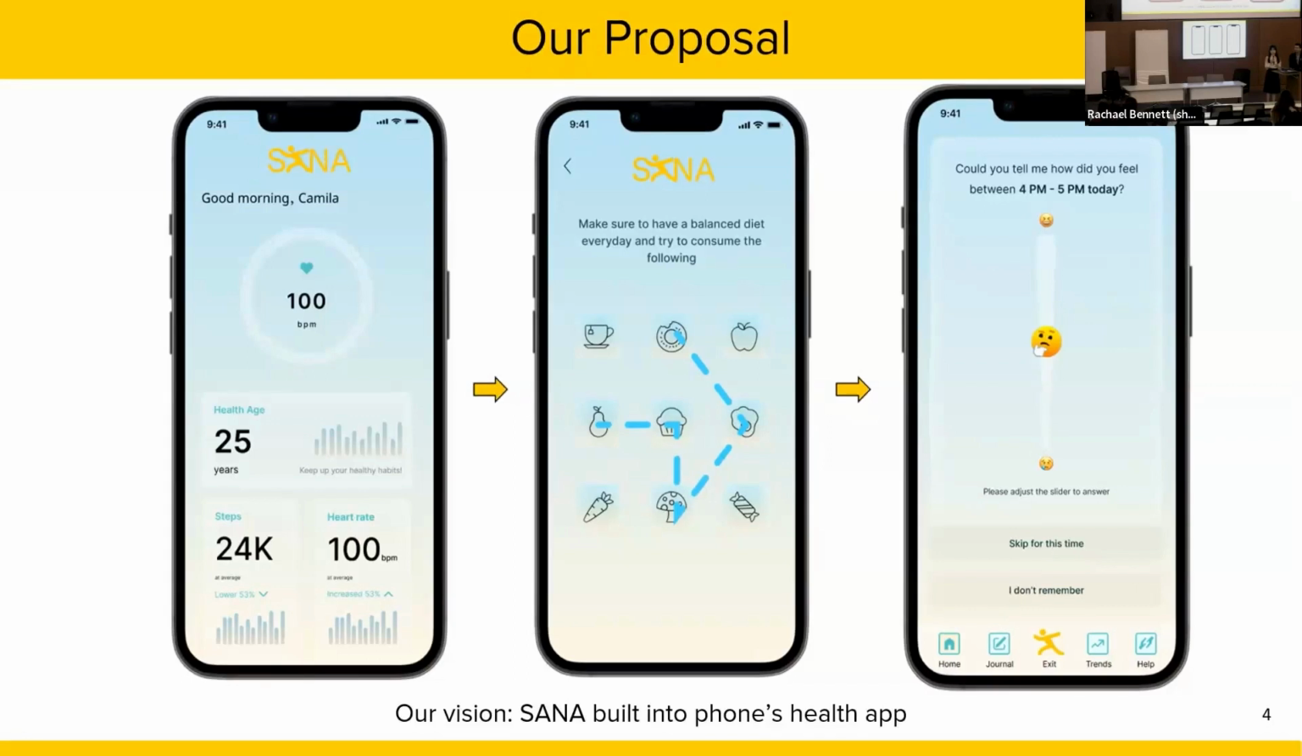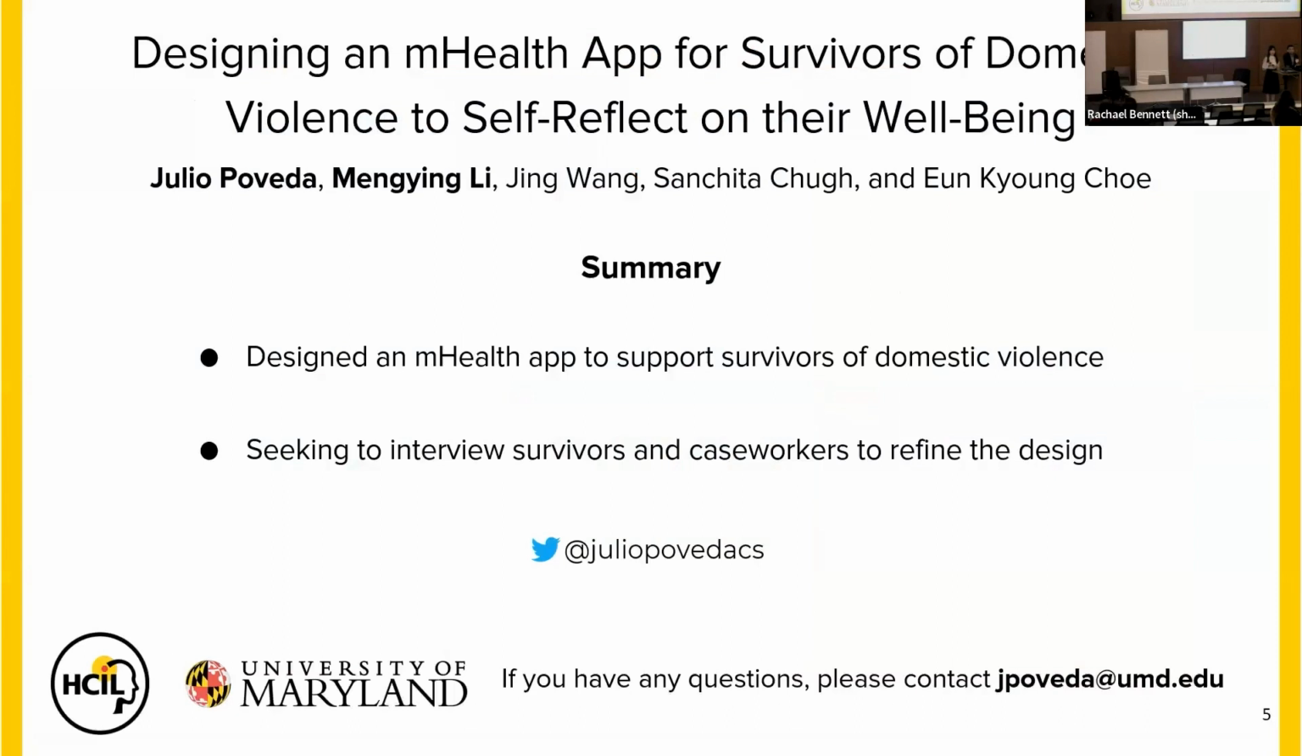We are currently recruiting caseworkers and survivors as participants to improve Sana and ensure user safety. In summary, Sana will help people like Andy to realize that they are going through an abusive relationship. It is important to highlight that our goal is not to replace human caseworkers, but to encourage survivors to reach out for help sooner.